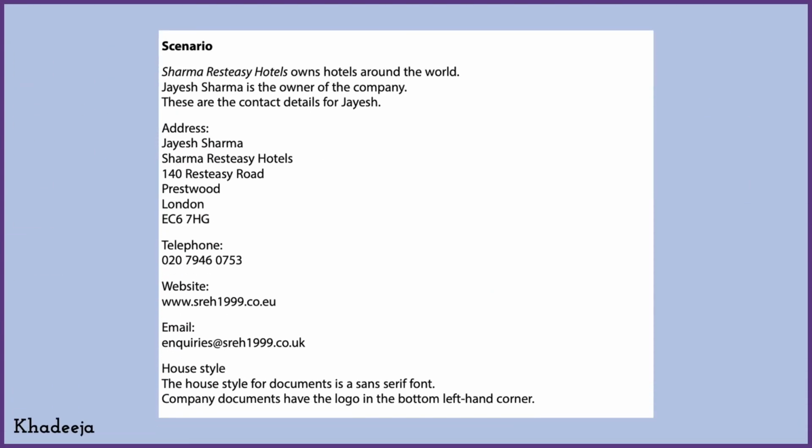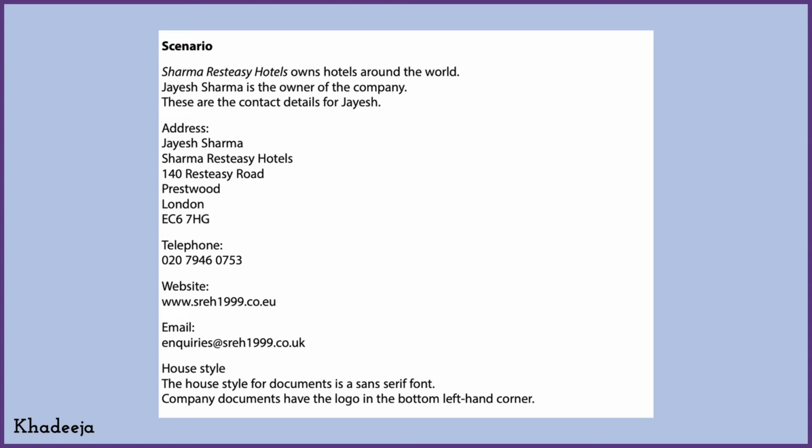Moving on, let's look at the first thing which is important for you to register for paper 2. You always get a scenario like this example over here. Every paper 2 has a scenario which they give you. So over here in this one, this is from the sample assessment material. This is about Sharma Rest Easy Hotels, which is a hotel brand, and it owns hotels all around the world, as it says. And then Jayesh Sharma is owner of the company. And then you can see they give you lots of details.